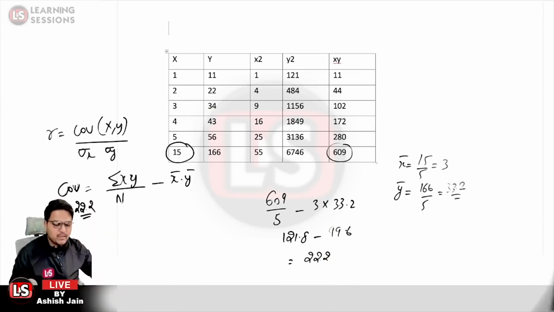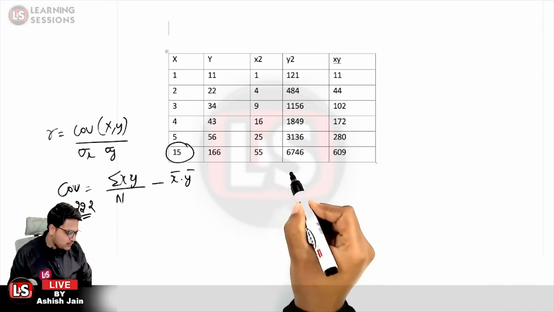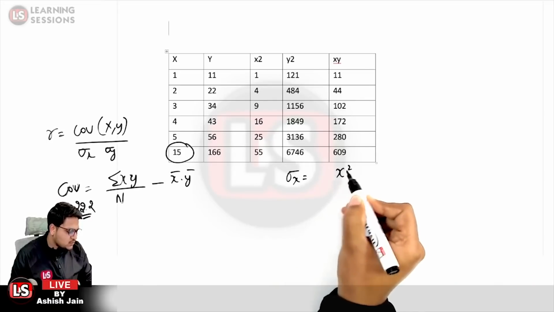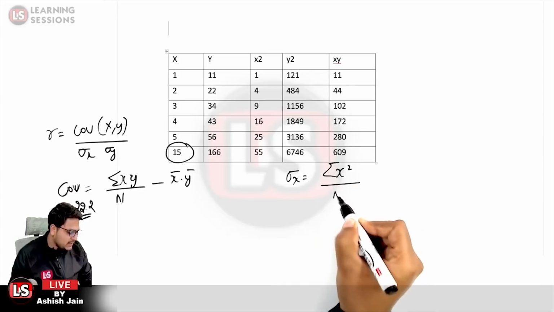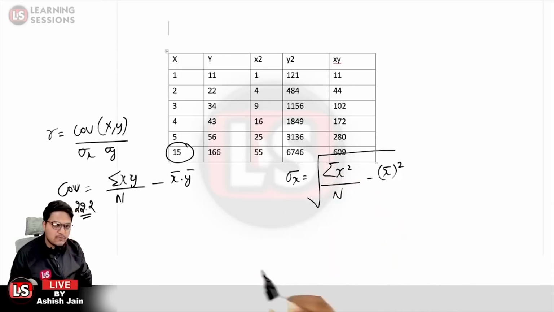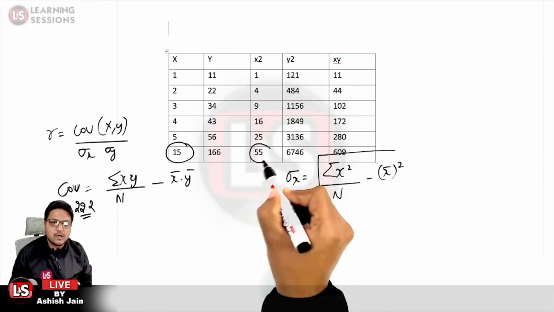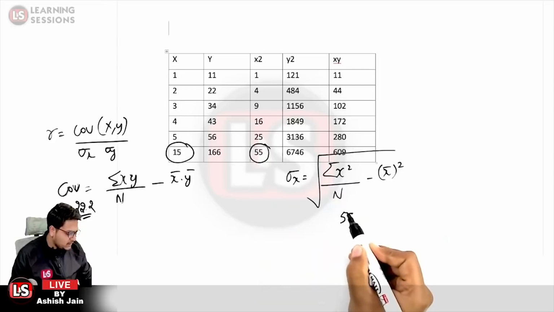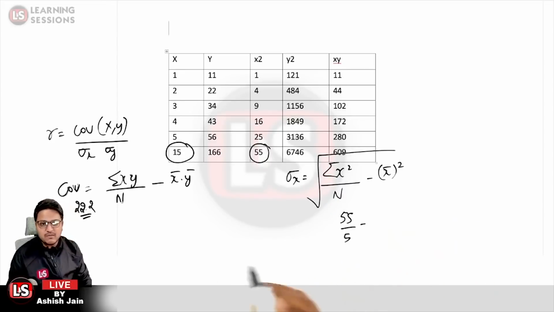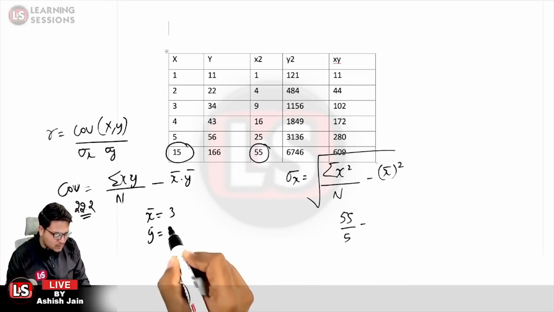And now we need to calculate sigma x and sigma y. I just told you the formula for sigma x. It is equal to the under root of summation of x square divided by n minus x bar square. That is the formula. Summation of x square pertains to this particular column, so it is 55 divided by 5 minus x bar square. Now what was x bar? We calculated x bar to be 3 and y bar to be 33.2.